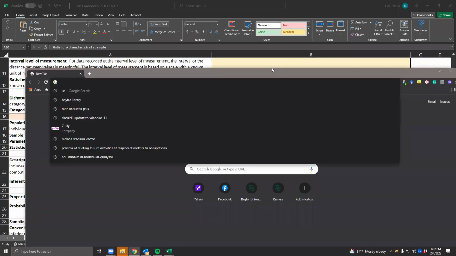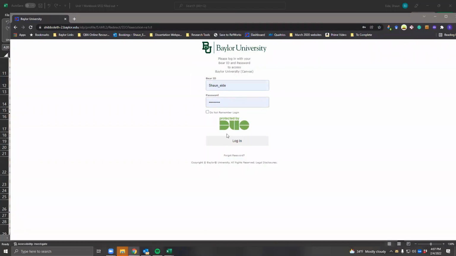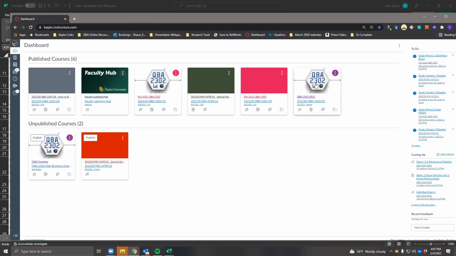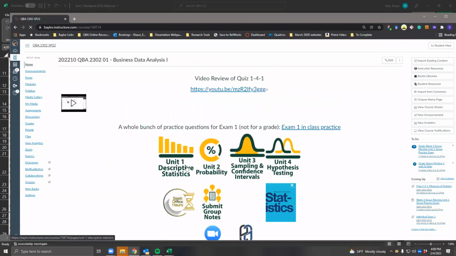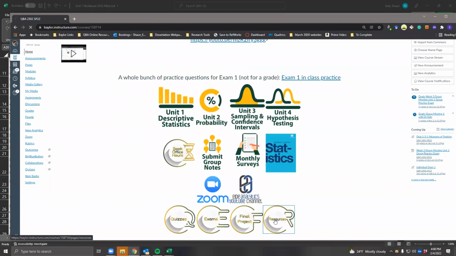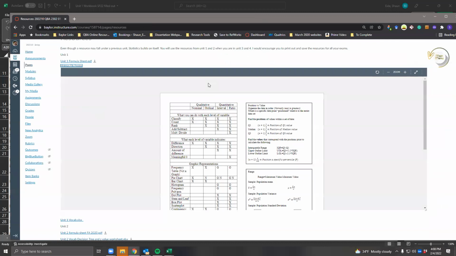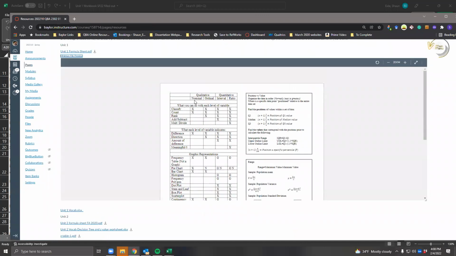Let me share my screen. Got the Unit 1 formula sheet, which I'm going to pull up. So we've got QBA 2302. We'll go down to resources, and we're going to go to Unit 1 formula sheet. Okay. And so right here, we've got qualitative, quantitative, nominal, ordinal, interval, ratio. And then it says, this is what you can do with it.